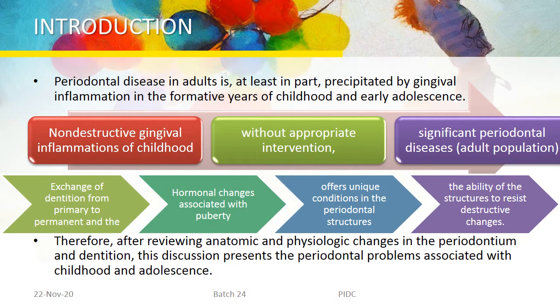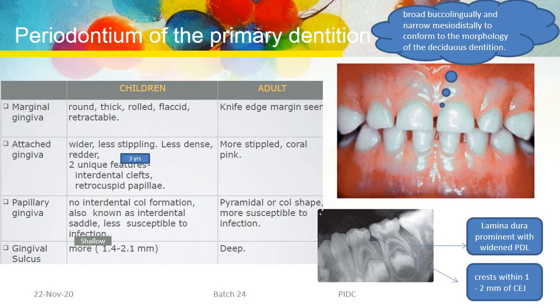Exchange of dentition from the primary to permanent and the hormonal changes associated with puberty offer a unique condition in the periodontal changes and also in the ability of the structures to resist destructive changes. Therefore, after reviewing the anatomic and physiologic changes in the periodontium and dentition, this discussion presents the periodontal problems associated with childhood and adolescence. So there is always a difference between the children's and the adult periodontium.